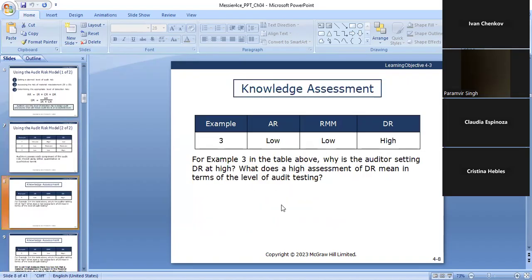So now, a knowledge assessment. For example 3 in the table above, why is the auditor setting the detection risk high? And what does the high assessment of detection risk mean in terms of the level of audit testing? What are you going to tell me here? I want the audit risk to be low. I already assessed the inherent risk and control risk, or indirectly the risk of material misstatement, and those risks are low. Why can I place the detection risk high, and what does that high mean to me in terms of audit testing?